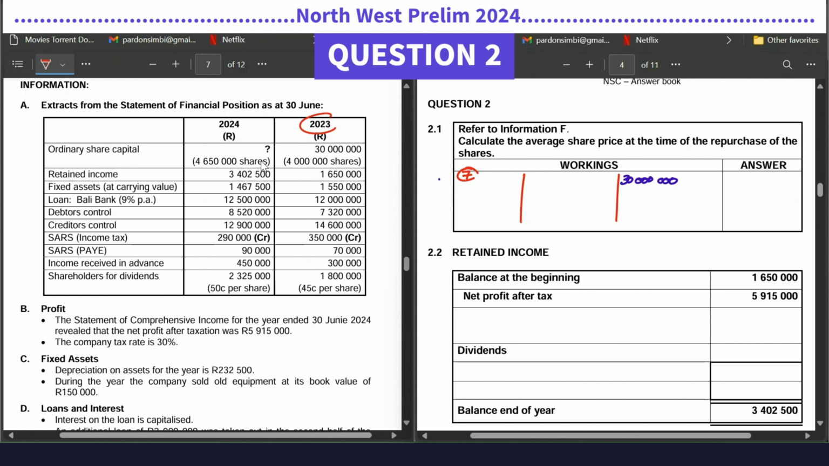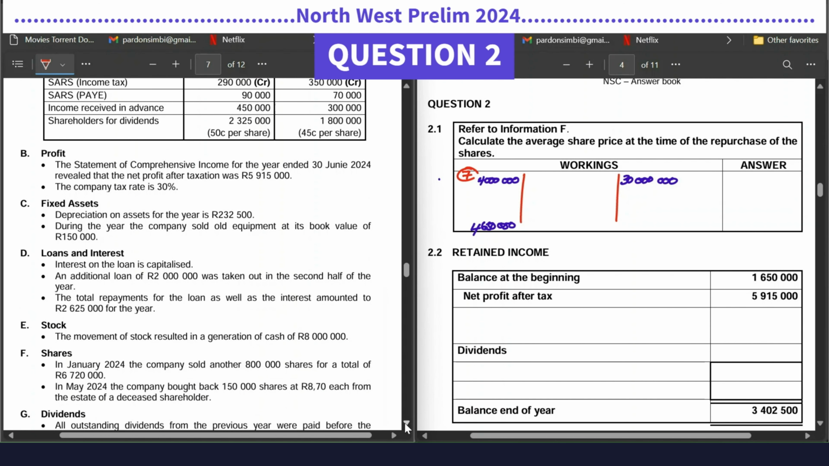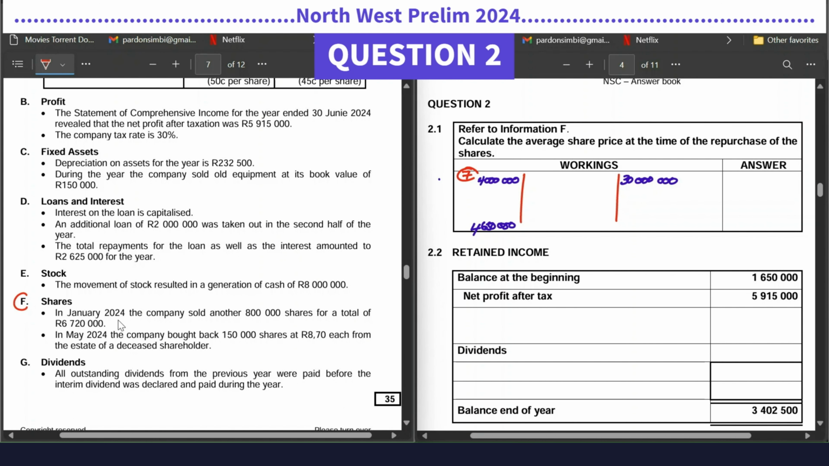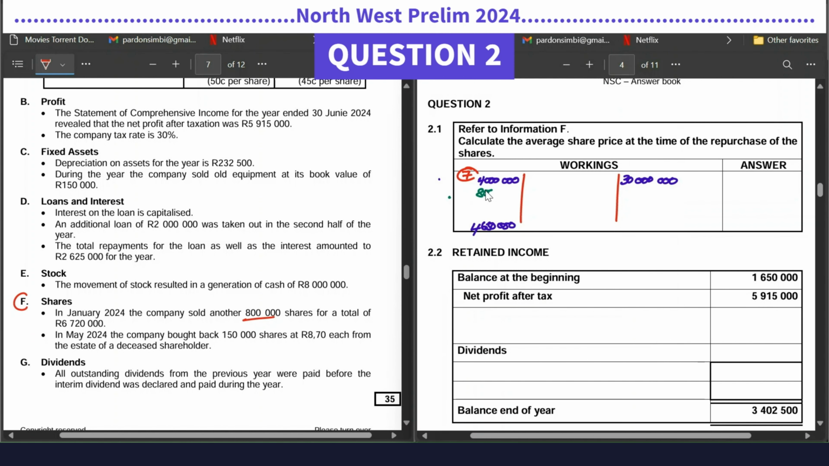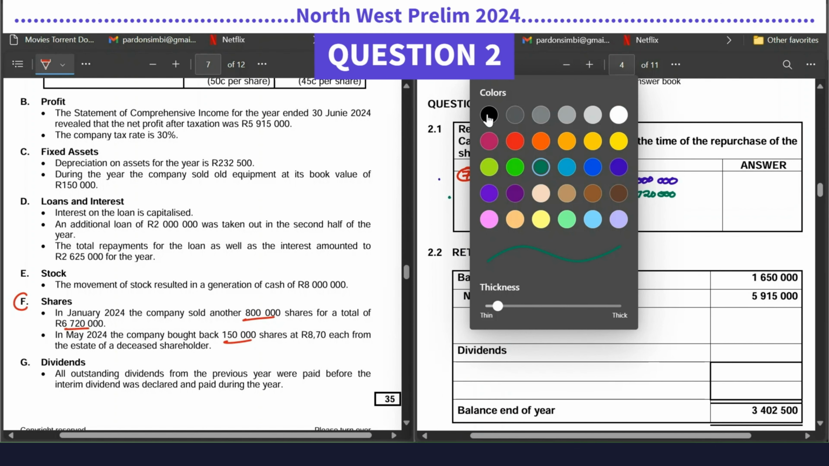And then we are told more information that comes, shares, information F. In January, the company sold another 800,000 shares. So we're going to issue 800,000 shares here. 800,000 shares were issued for a total of 6,720,000. And then it says in May, the company bought back 150,000. So in May, you'd have your bracket here, and the repurchase is 150,000.